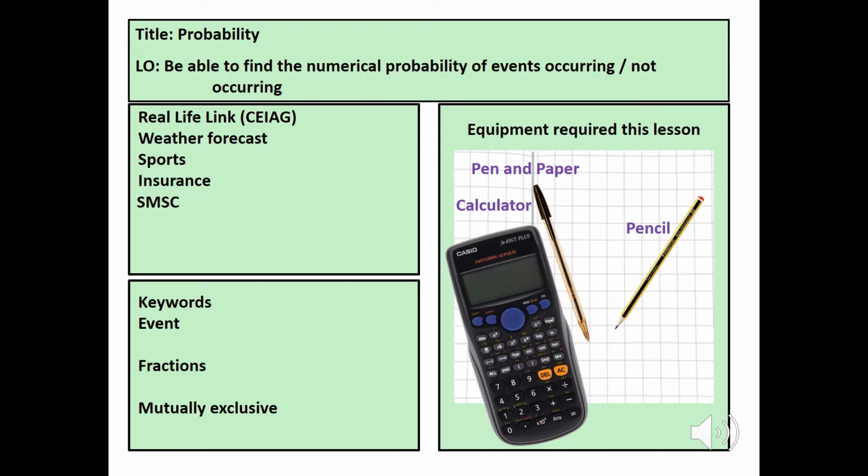Some of the key reasons that we learn probability is for real life application in sporting events, and for insurance, for how much they're going to charge on insurance due to the probability of events occurring or not occurring. And today we're going to be dealing with some examples on dice and red balls and green balls being picked from a bag.